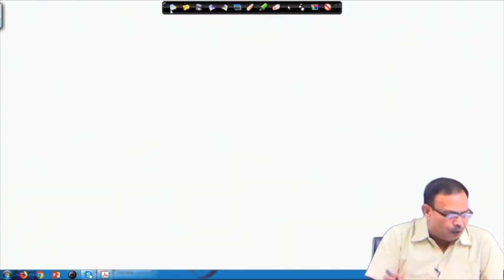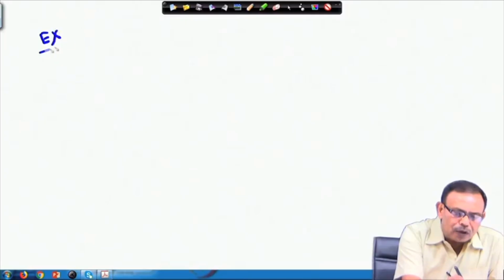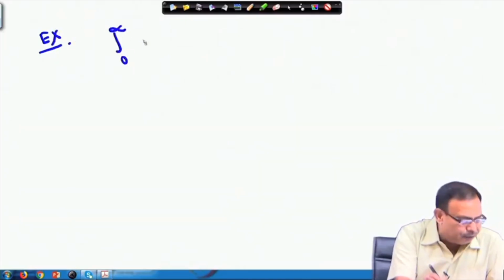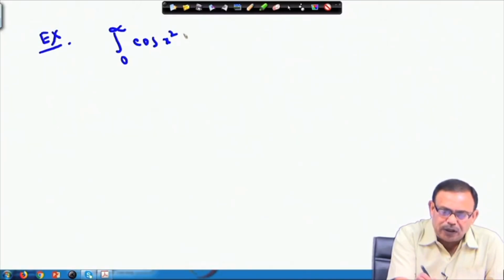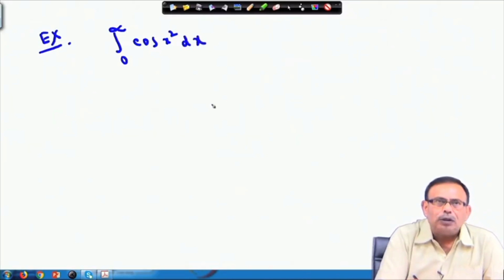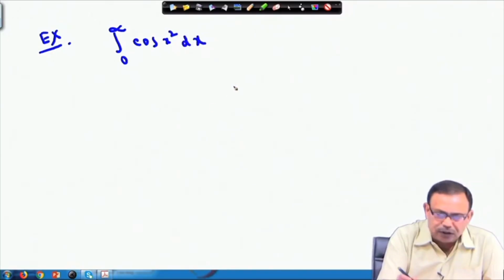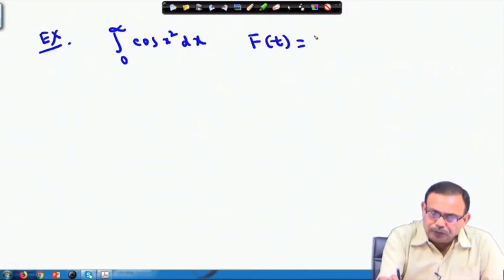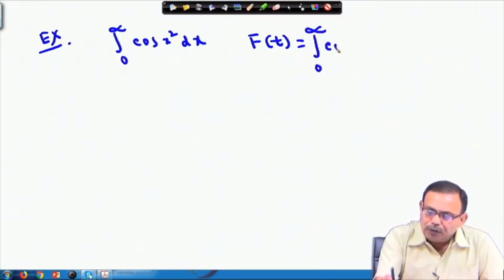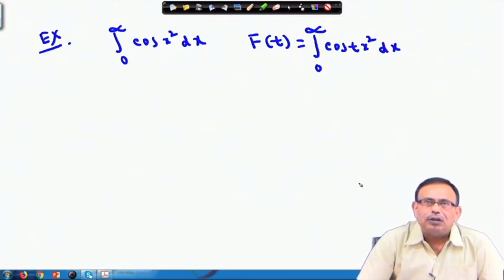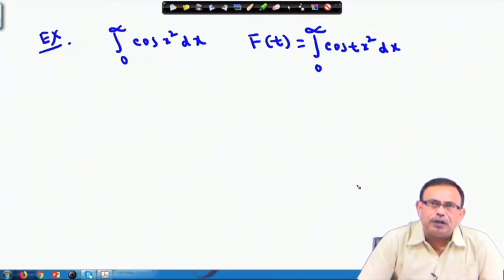Let us see one more example. I want to evaluate the integral from 0 to infinity of cos of x square dx. So like earlier cases, I have to take a new parameter t. So obviously, I will take cos of t x square. I am taking a new function f(t), which is equal to the integral from 0 to infinity of cos of t x square dx, so that afterwards, if I substitute t equals 1, I will get back the original integral.